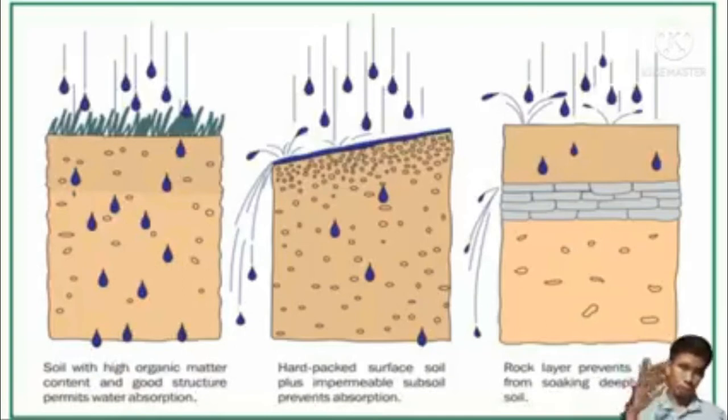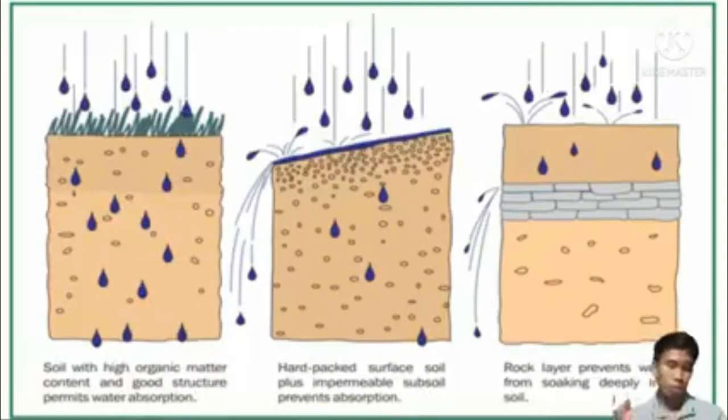Plus, behind me, these rock layers prevent water from soaking deeply into the soil. So the water needed by the plants may not be absorbed if you layer. So this is the picture with which you can easily know if the water will absorb or if the water will not absorb.